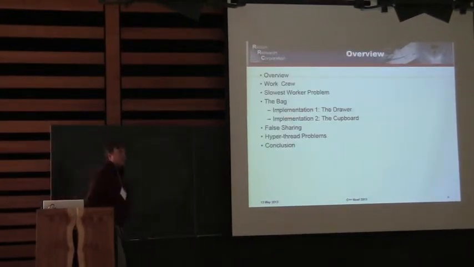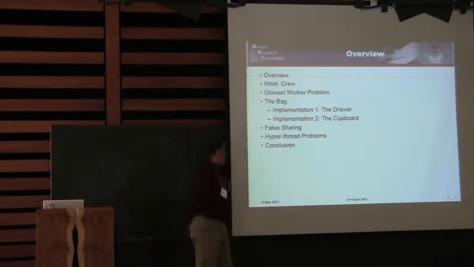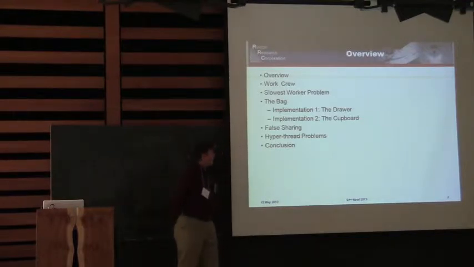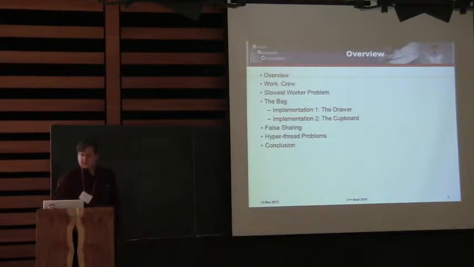Okay. Here's kind of a quick overview of where we'll be going. We're going to talk about the work crew, the slowest worker problem, and two different implementations of the notion of an abstract bag, and talk about two or three other issues that come into play in the implementation, false sharing, as well as hyper-threading problems. And we'll end up with a concluding talk about how all this fits together.